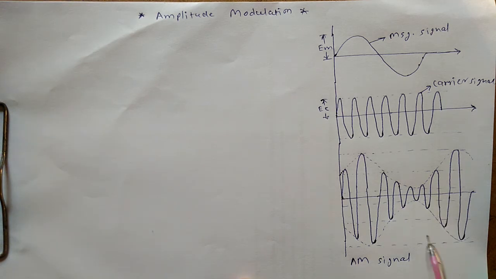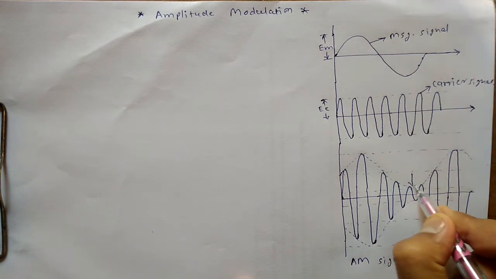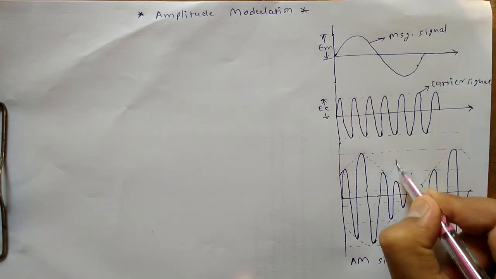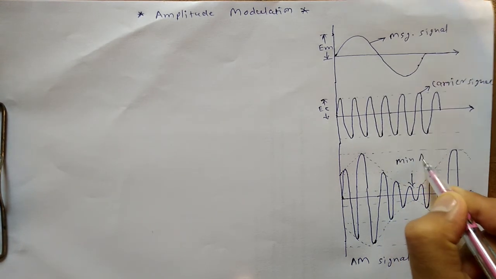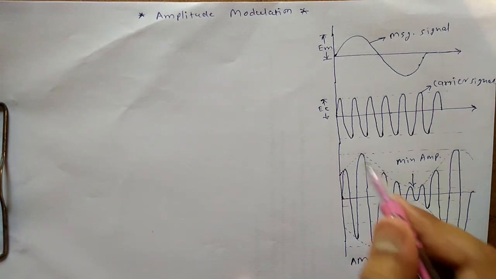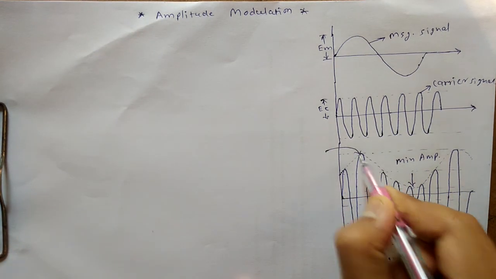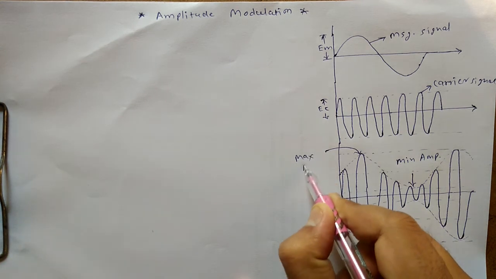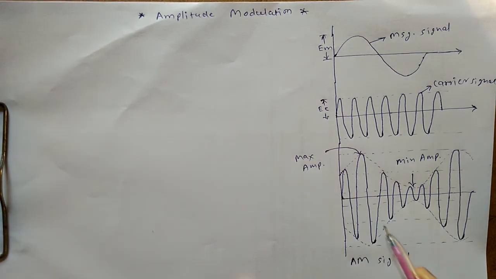Let's have the remaining marking. So this is indicating the minimum amplitude of the signal. So this is the minimum amplitude of the amplitude modulated signal, while this is actually the maximum amplitude of the signal.